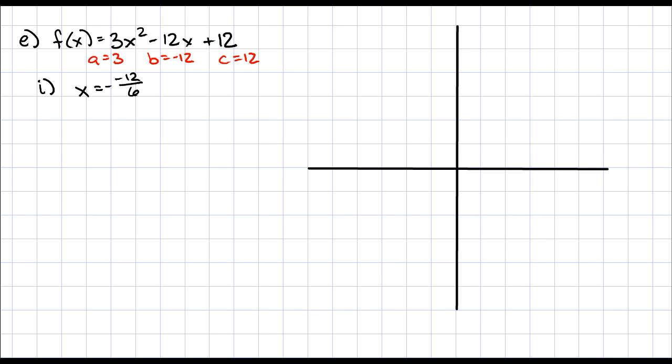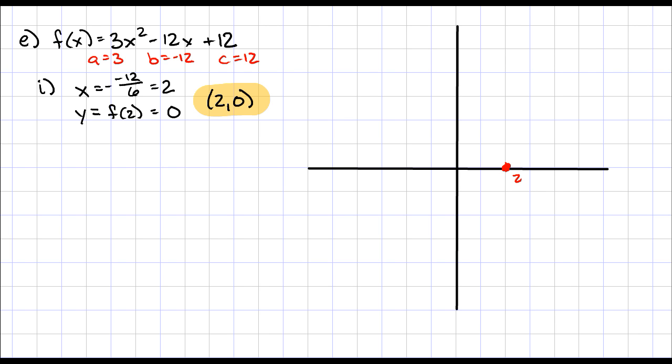So what's that going to be? It's going to be a positive 2. And y is f of 2. So if I calculate that, I think that gives me 0. It's 3 times 4, which is 12, minus 24, which is negative 12, then plus 12 takes me back up to 0. So 2, 0 is the vertex. And that means my vertex is right here. Let's say this is 2.